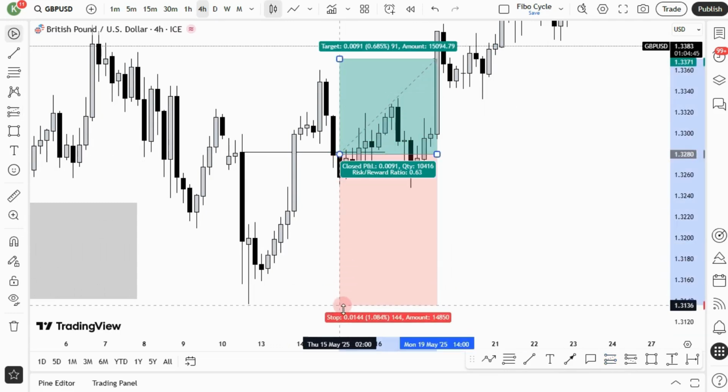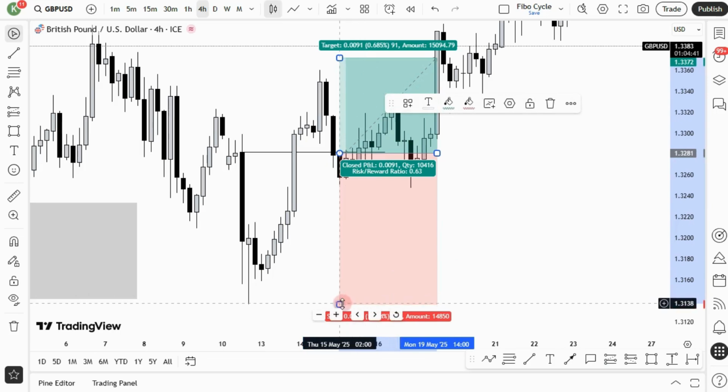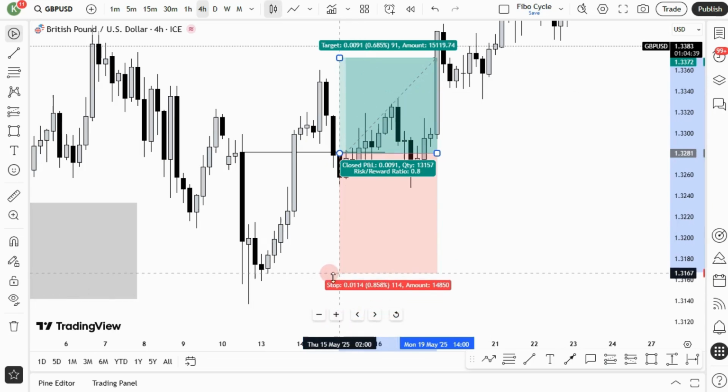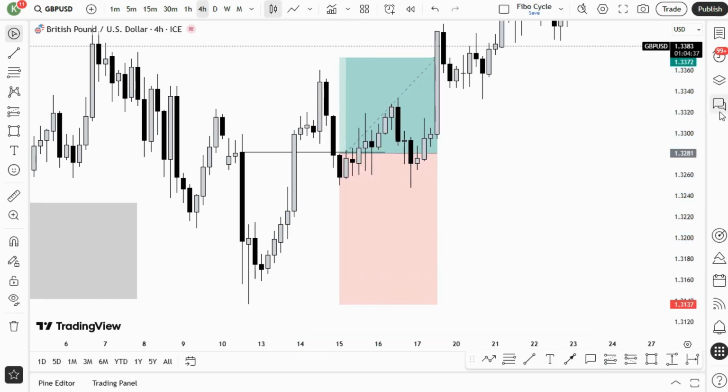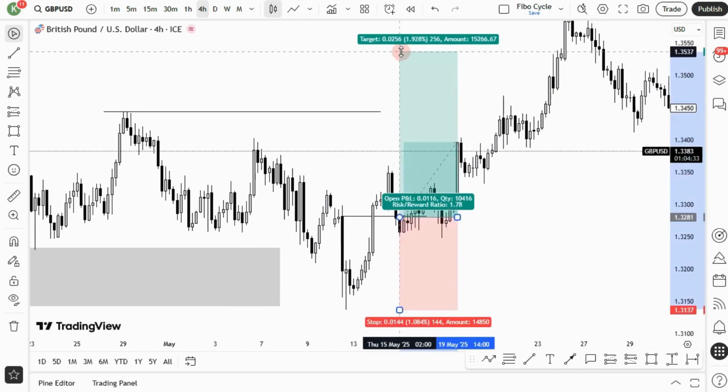Stop loss covering the low. I usually like to place my stop loss covering the low, but you can also place it at the body, but I would prefer the low so that it gives more space for my SL, and covering a 1 to 2.